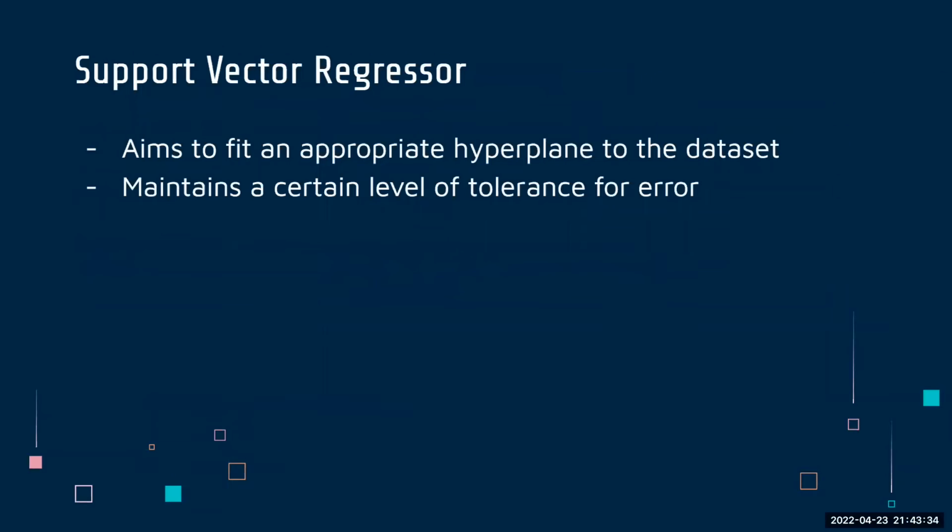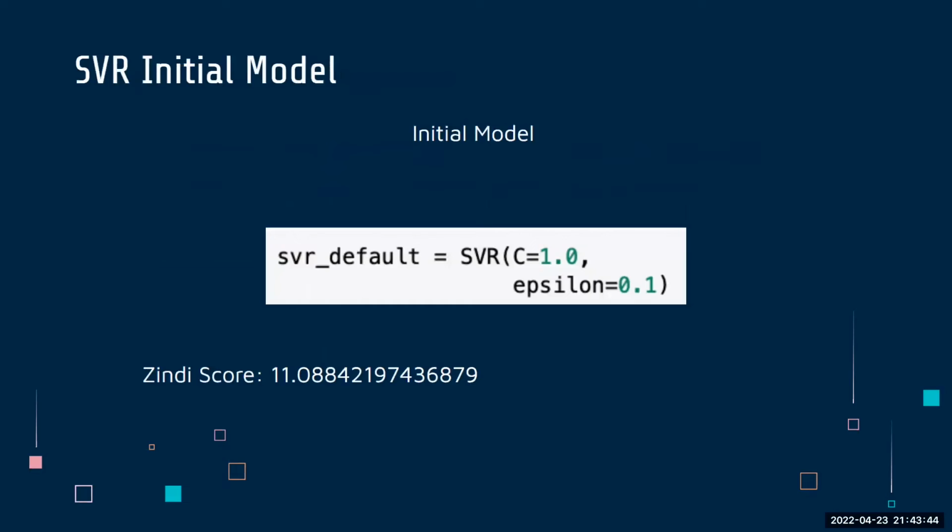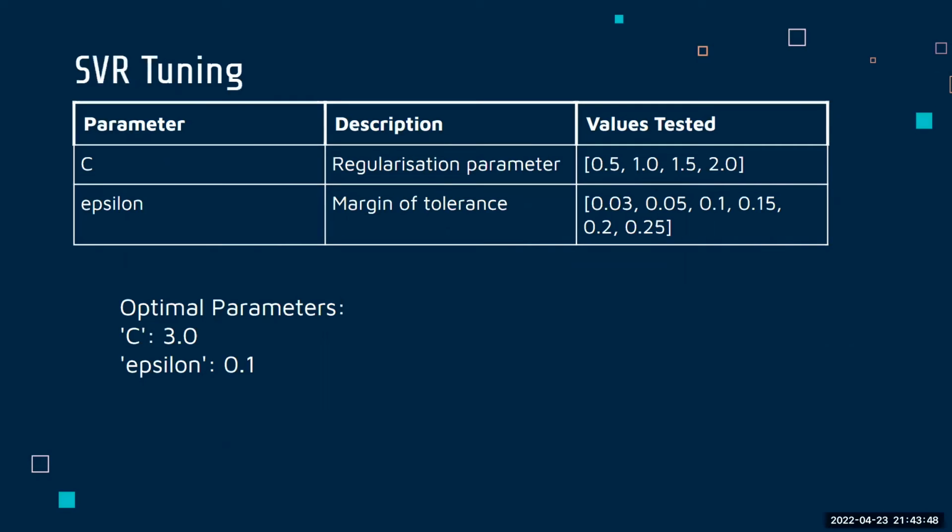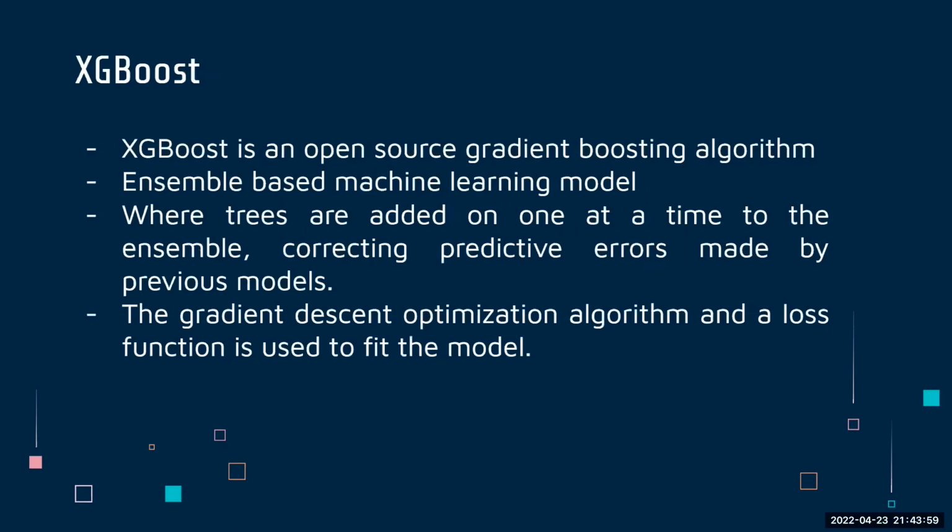So next we have the support vector regression, which is essentially the support vector machine. This aims to fit an appropriate hyperplane to the dataset, while also maintaining a certain level of tolerance for error due to regression. This is the baseline model that we used, where once again, the parameters were set to default. The parameters C and epsilon were subjected to tuning. C is the regularization parameter, and epsilon is the margin of tolerance. The optimal parameters can be seen here.